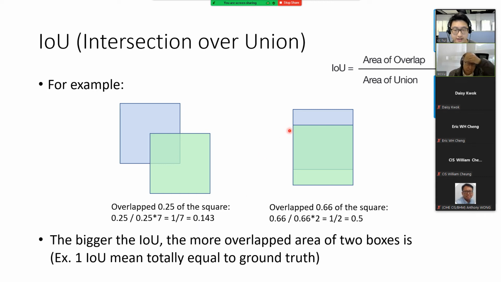Here is another example. We overlap 0.66, which means 2/3. If we calculate it, it equals 0.5. So you can see the bigger the IOU, the more the overlapped area of the two boxes is. An IOU of one means it's totally equal to the ground truth. The two boxes are identical.